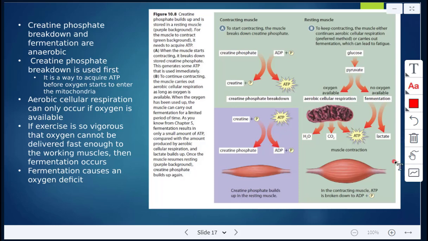All right, and we can see the products here. From fermentation, we have some ATP and lactate. From aerobic cellular respiration, we have ATP, carbon dioxide, as well as water. And then the muscle can contract, and the ATP gets broken down to ADP and a phosphate molecule.